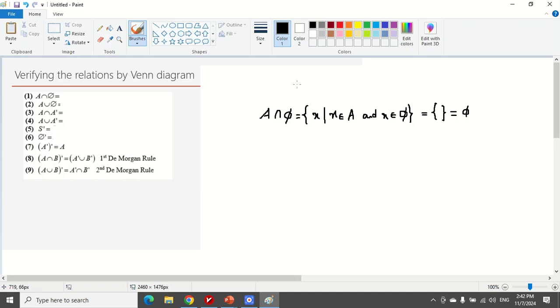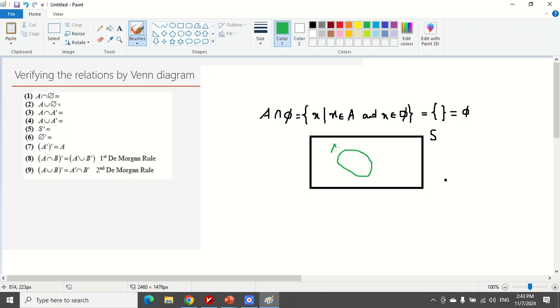If we want to verify this with the Venn diagram, we should sketch one universal set, the universe set, that we denote by S. And if we have a set like A, and phi is nothing, meaning there are no elements inside of it, the common part between A and phi should be phi itself. So this is the reason that A intersected by phi is equal to phi as well. Let me just use a complete circle here if I can sketch it. So this is going to be phi.